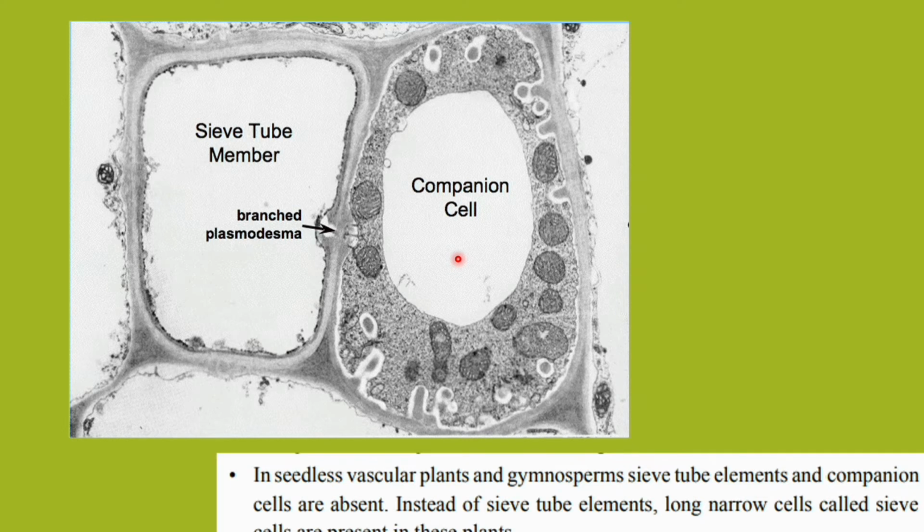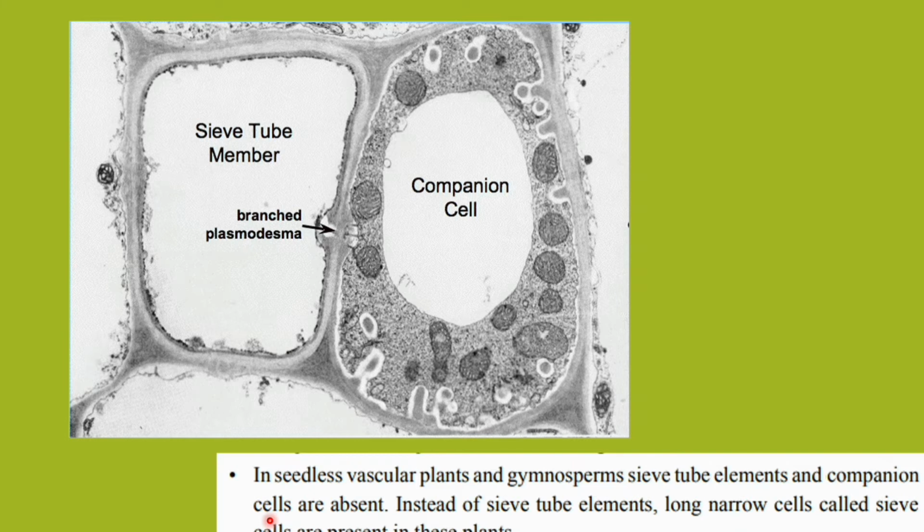The third statement, they connect with adjacent cells by desmosomes. That is wrong. They connect by plasmodesmata. Desmosomes are found in animal cells, and in plant cells we can see plasmodesmata. The fourth statement, they are present alongside each sieve tube element in gymnosperms and angiosperms. That is wrong, because in seedless vascular plants and gymnosperms, sieve tube elements and companion cells are absent. They are found in angiosperms but not gymnosperms. So the fourth answer is wrong.